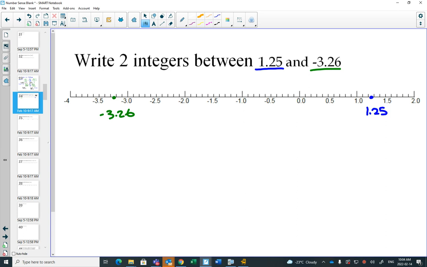Now, the question is asking us to write two integers. So this is a definition we learned at the beginning. Do you remember what integers were? Whole numbers that are either positive or negative, and including 0. Do you remember the symbol for integers? I with 2 lines or the Z with 2 lines. So those are integers. So what are possible answers?